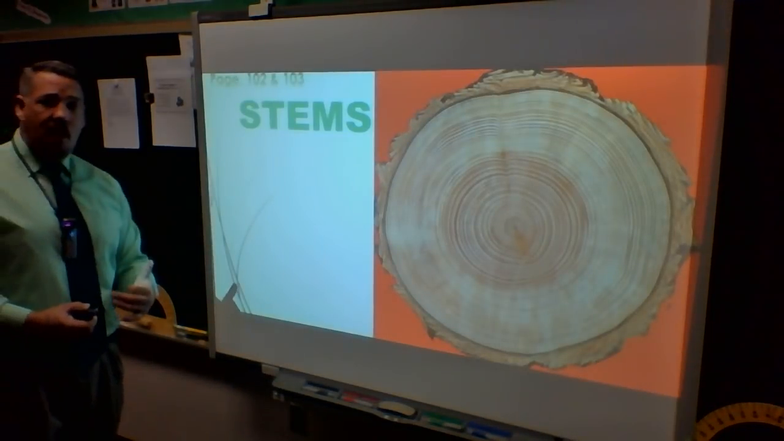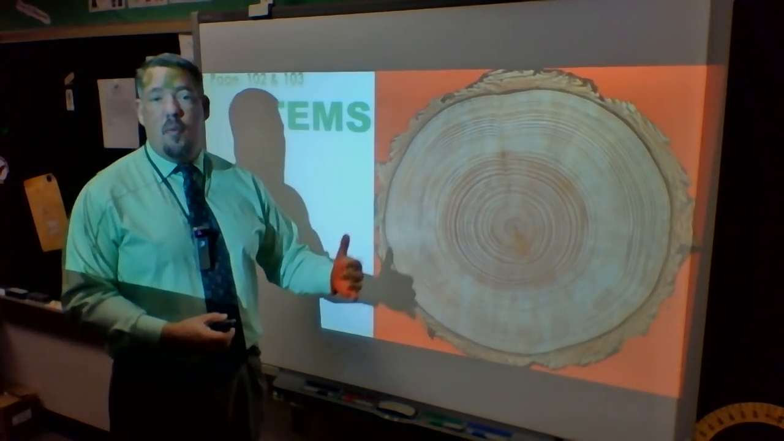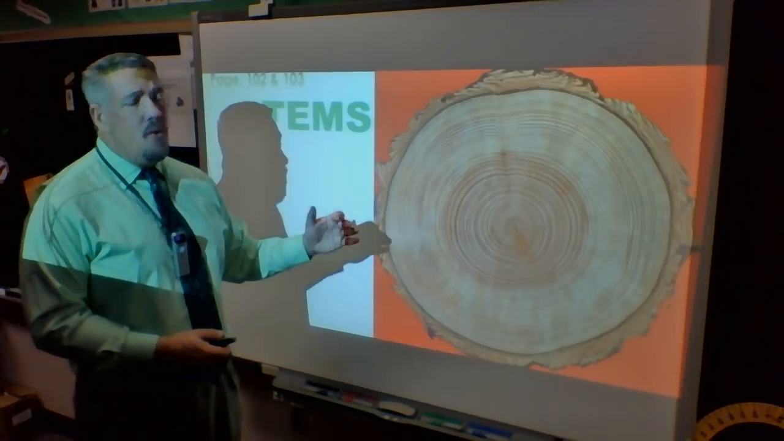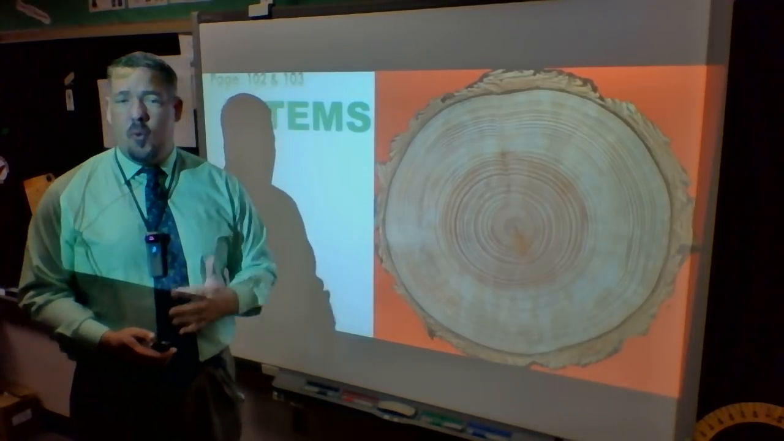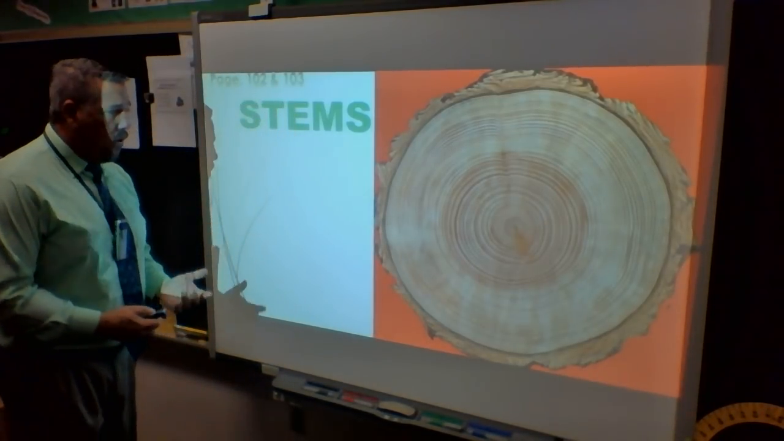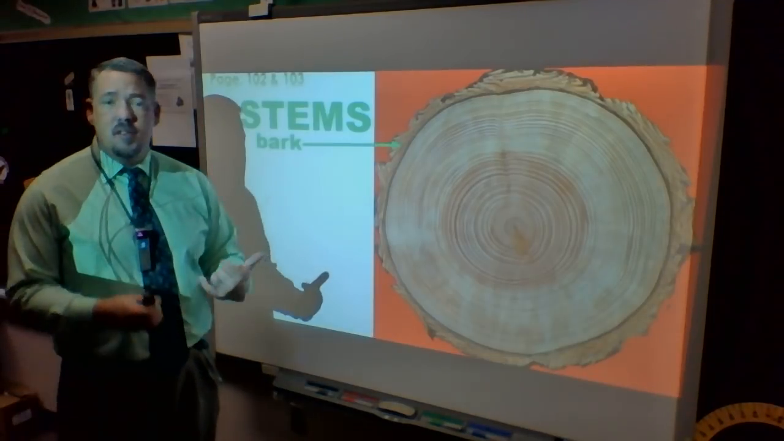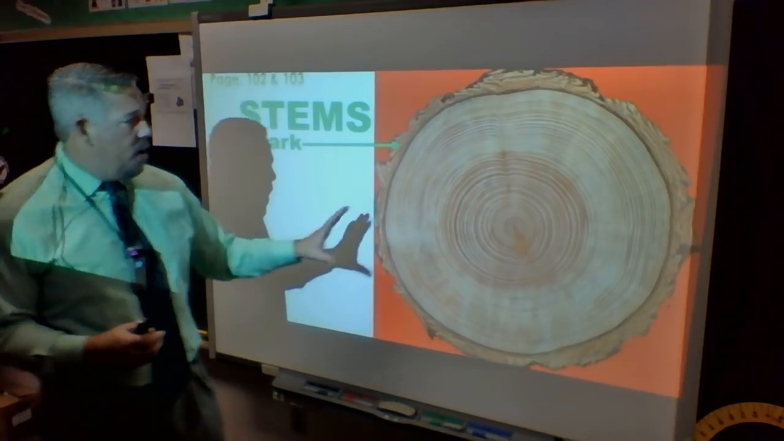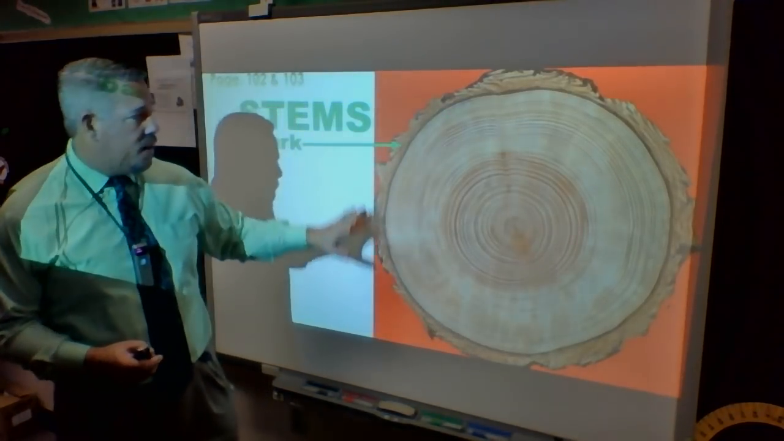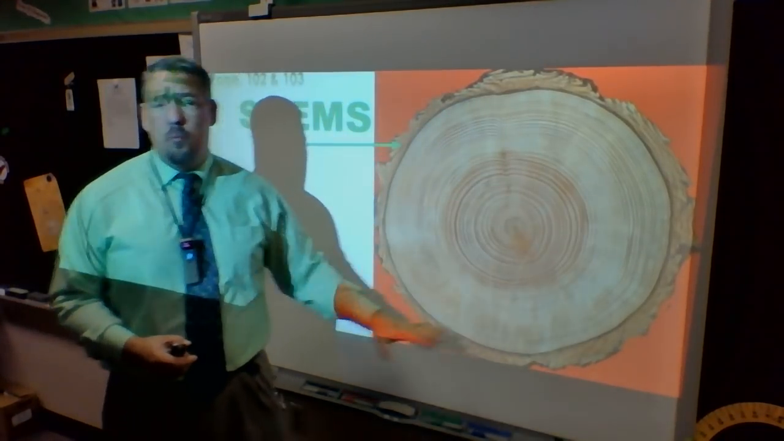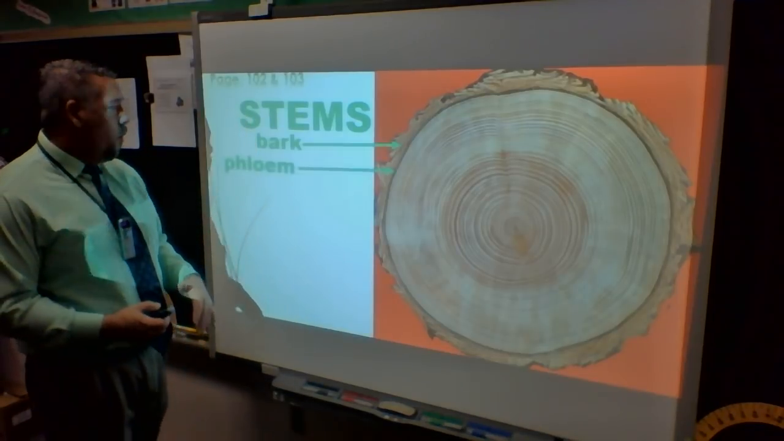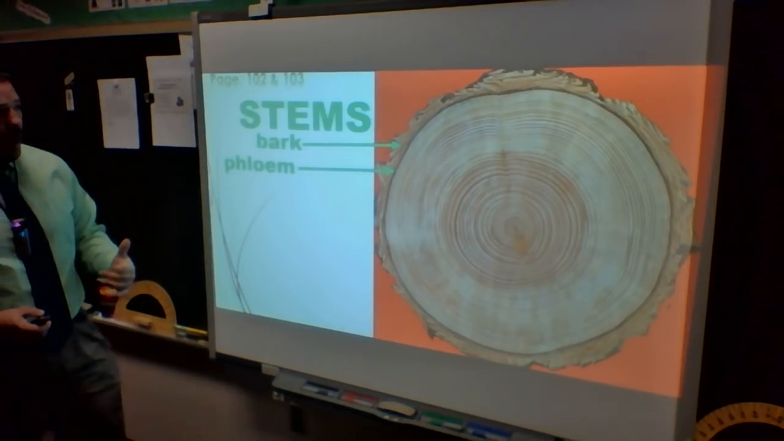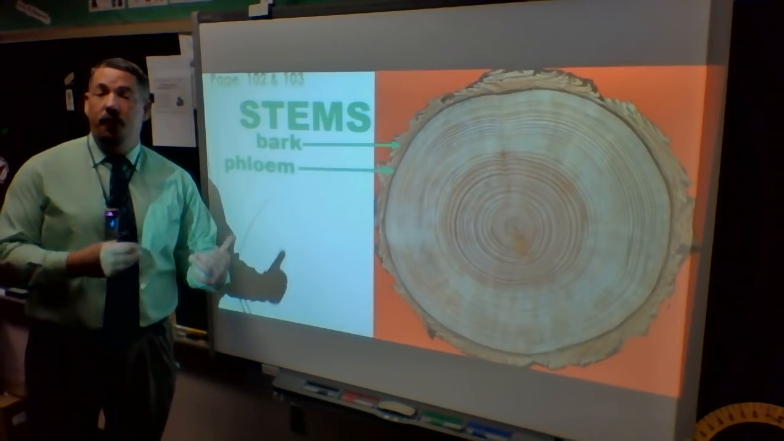So when I look at stems, this would be a woody stem, obviously, and there's a couple of different layers to the woody stem that we would like to talk about. First thing that we talk about is the bark. It's the outside protective layer. It's going to protect the tree in all of this nourishment section, which is right here in the middle below the bark. We also have the phloem, and once again the phloem is the food.